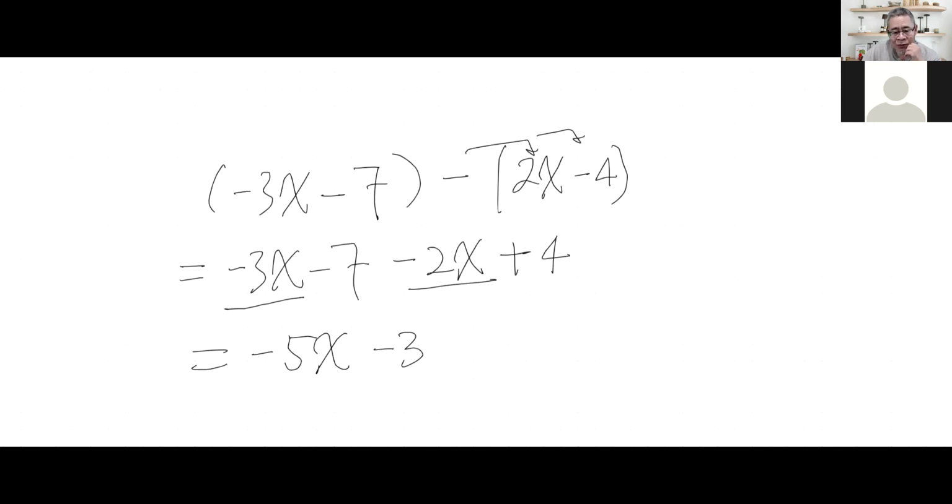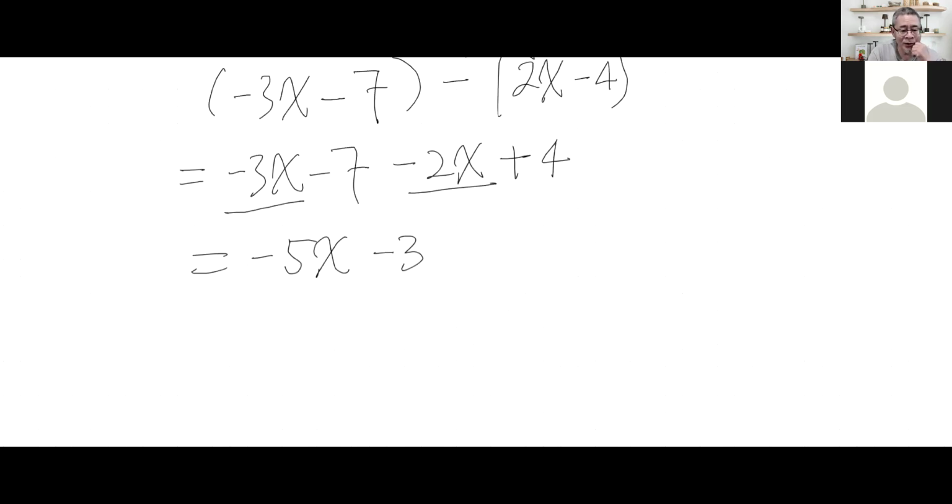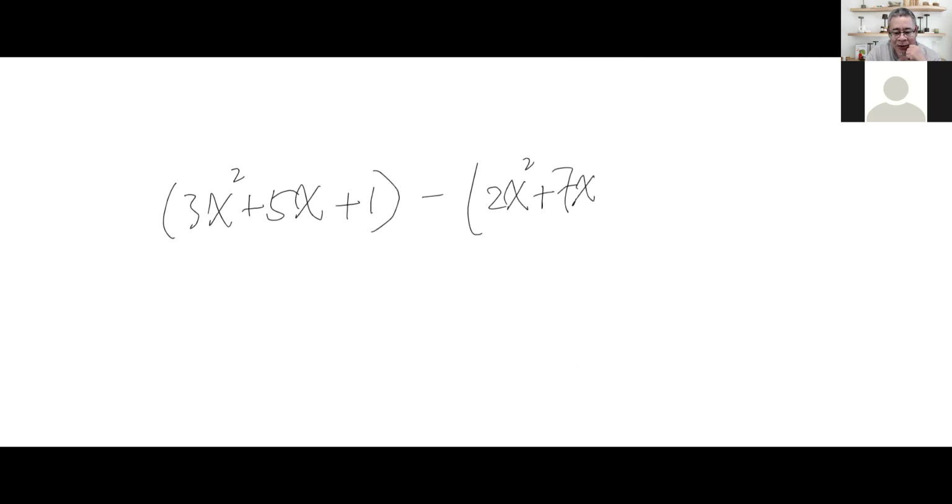Now, of course, we can do more than just 2 terms. We could have like 3 terms. For example, we could have 3x squared plus 5x plus 1 minus 2x squared plus 7x, then minus 5. And then we just combine them and see what you got. So the way to type x squared in the chat, you just do x, then there is a hat symbol, then you put 2 there. Good?